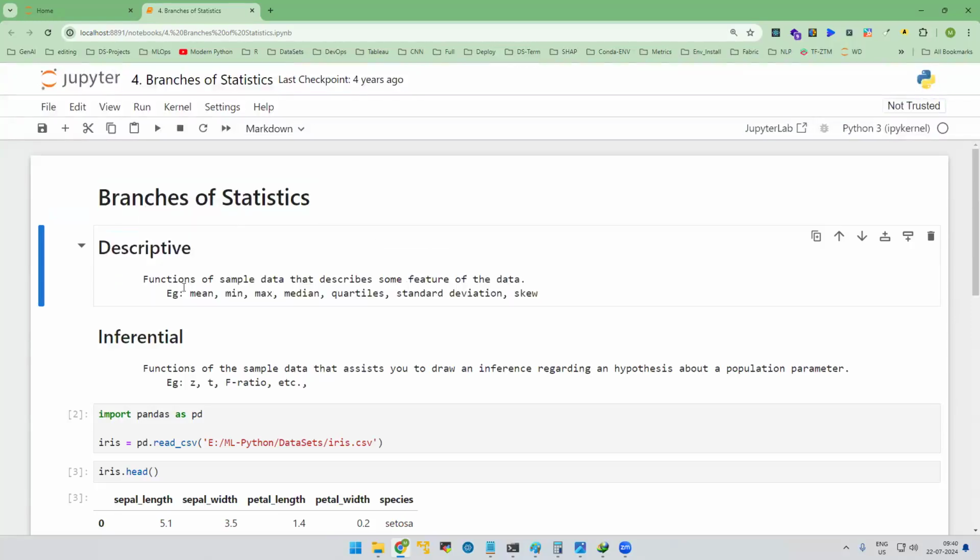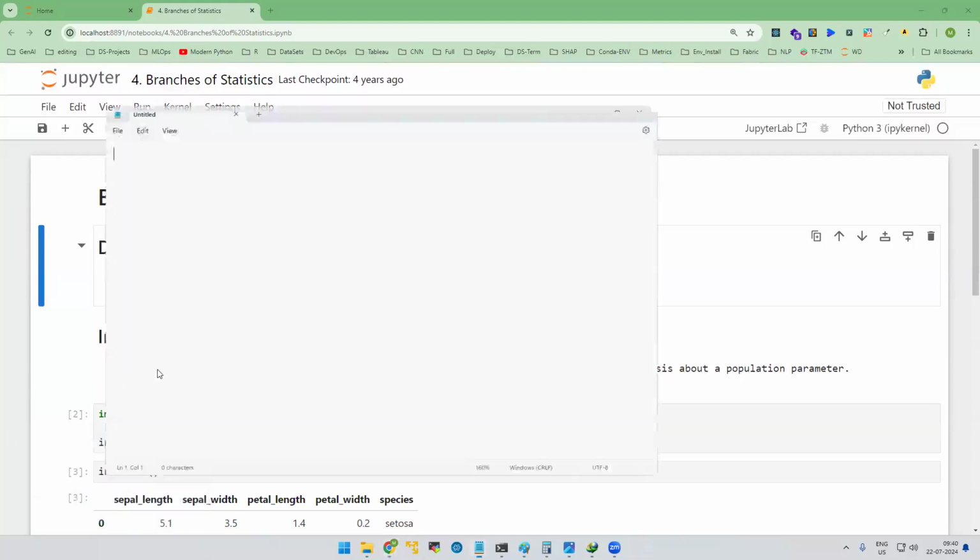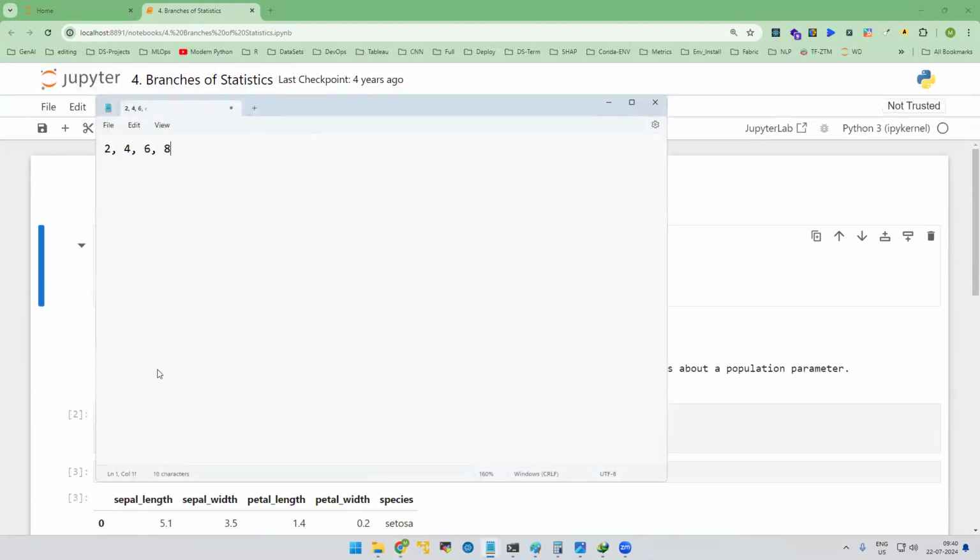Any questions on descriptive statistics? We'll discuss this in detail later. But the point is, understanding the existing data is all about descriptive statistics. There are various methods involved in it. And inferential statistics is, we have data and we want to predict something that is unknown or something that is going to come in future. For example, 2, 4, 6, 8, 10. What will be the next value?